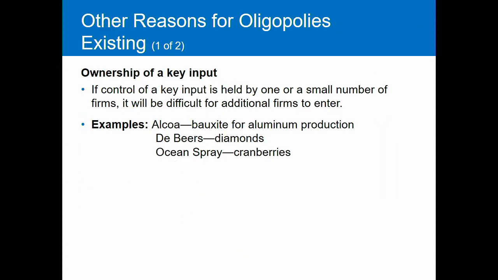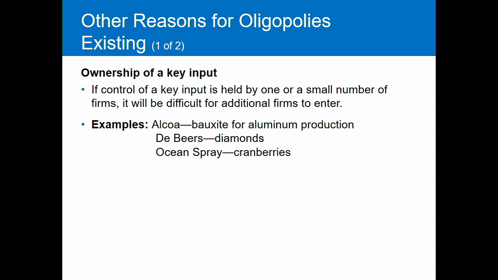That's not the only reason. You can have the ownership of a key input. We talked about Alcoa before for monopoly. You can have the same thing for an oligopoly. After they basically lost their monopoly, remember they had all the bauxite in the world. Now it's down to just most of it. So there's a few other firms that are able to compete against them. Very small number though. De Beers Diamonds, Ocean Spray, same thing. They have control of most of the resources in the industry. So very few firms can compete against them. If you're a firm that has access to most of the resources, there's only enough room for 1 or 2 more competitors against you. So that's another reason why you could have an oligopoly.